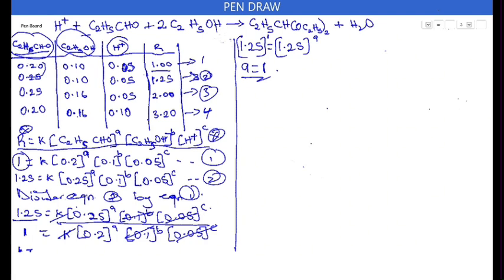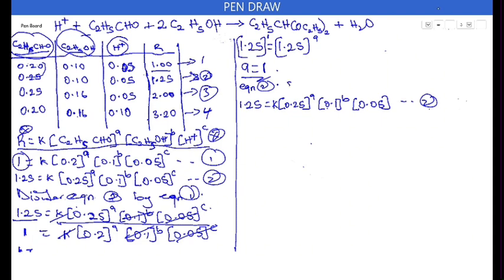So let's follow up. Let's start with equation 2. For equation 2, we have our rate to be equal to 1.25. So we have 1.25 is equal to k, we should not forget our k, open bracket. The concentration of propanal for equation 2 is 0.25, so I have 0.25 raised to power a. And the concentration of ethanol is 0.1 raised to power b. And the concentration of H plus is 0.05. That's equation 2.